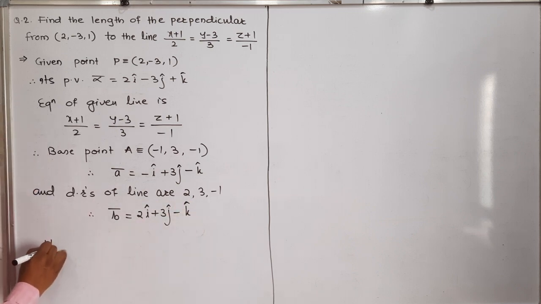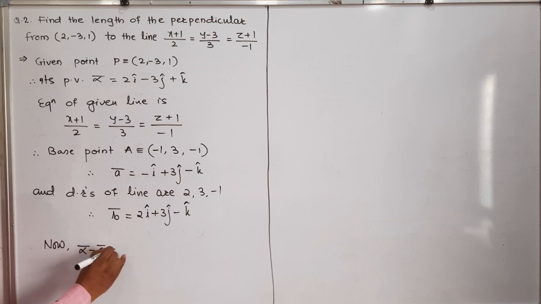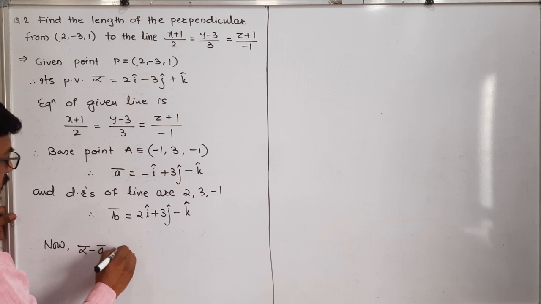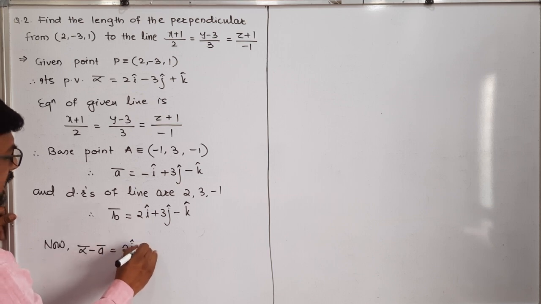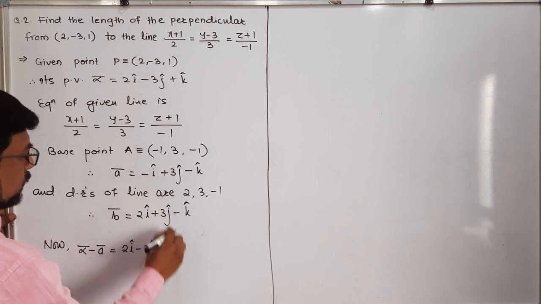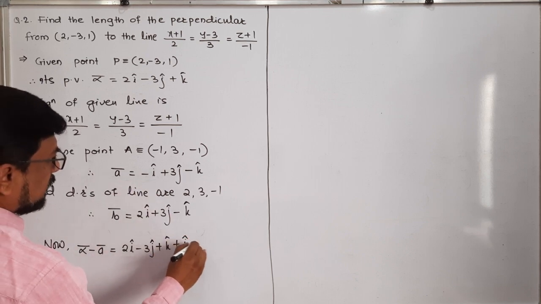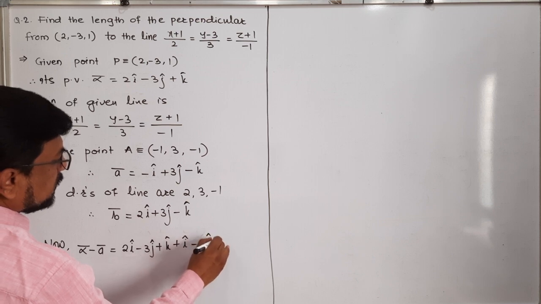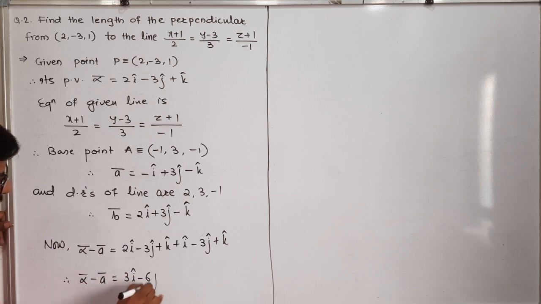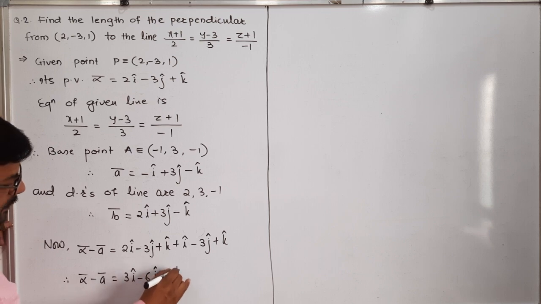Now, alpha vector minus a vector. This is alpha vector minus a vector. Means it is 2i cap minus 3j cap plus k cap plus i cap minus 3j cap plus k cap. Therefore, alpha vector minus a vector is equal to 3i cap minus 6j cap plus 2k cap.